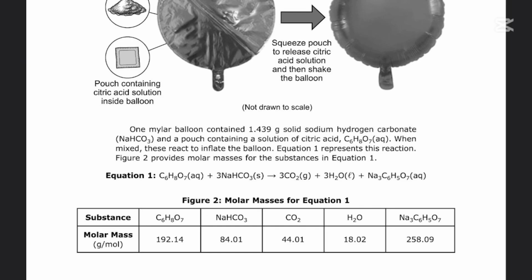So it says that one mylar balloon contained 1.439 grams of solid sodium hydrogen carbonate and a pouch containing a solution of citric acid. When mixed, these react to inflate the balloon. Equation 1 represents this reaction. Figure 2 provides molar masses for the substances in equation 1.